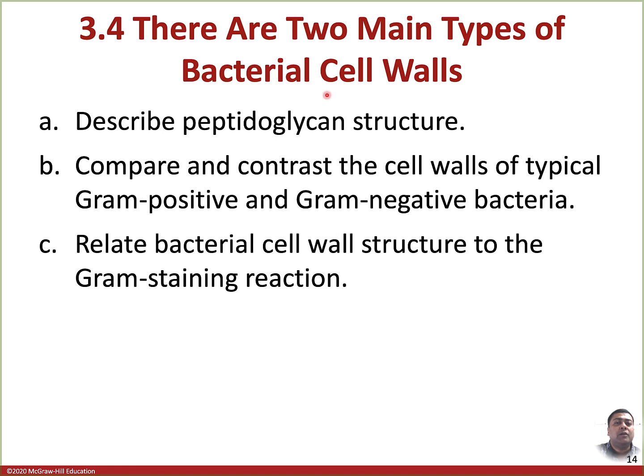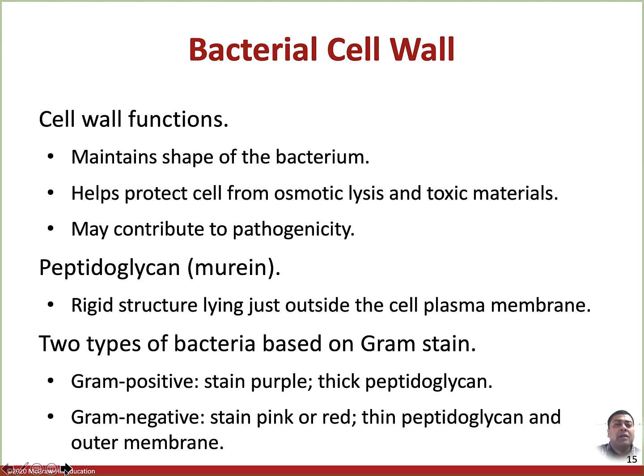Next we are looking at the 2 main types of bacterial cell wall that we talked about in the staining process, the gram-positive and the gram-negative. Before that, let's take a look at the function of the cell wall. It maintains the bacterial shape, protects from osmotic lysis and toxic materials, and sometimes there are components on them which can contribute to pathogenicity as well.